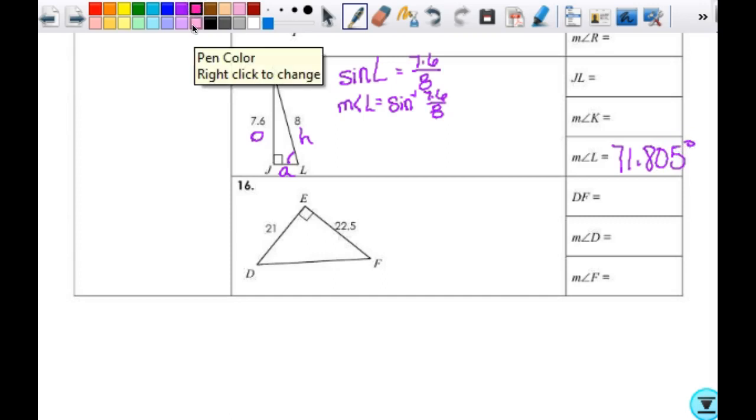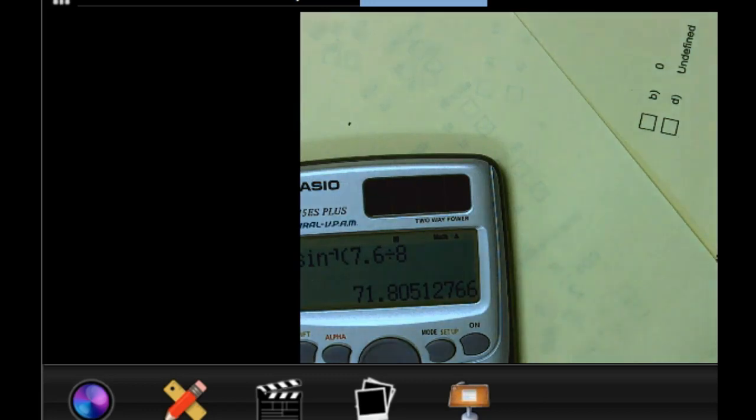Now, in order to find K, I could do trig again. Would you agree with that? But what could I also do? Subtract. So you got two options. The one option I usually do is, since I know I need to subtract it from 90, I'll just do minus 90. It gives me a negative number, but I know it's not supposed to be negative. Does that make sense? Because I'm lazy and it's just less keystrokes.